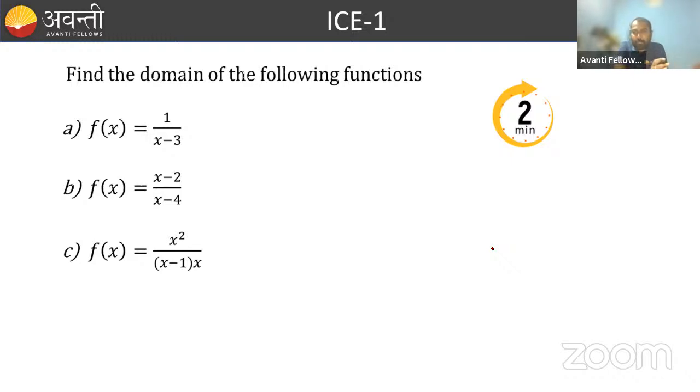Very small questions are given on your screen. Just take 1 or 1.5 minutes. It will be solved. When you get the answer, please write your answer in the chat box.